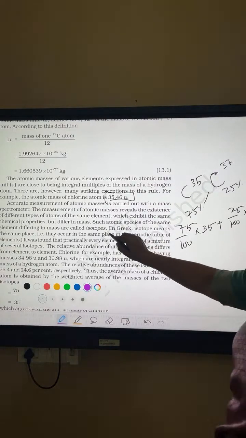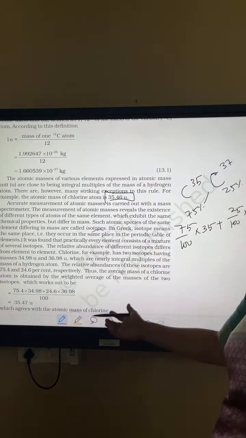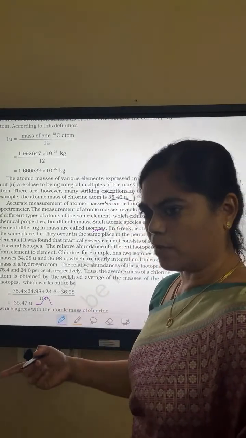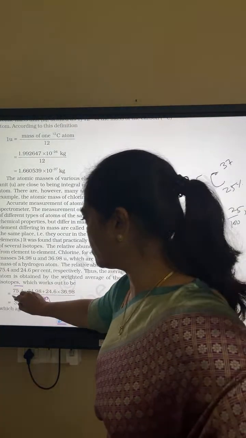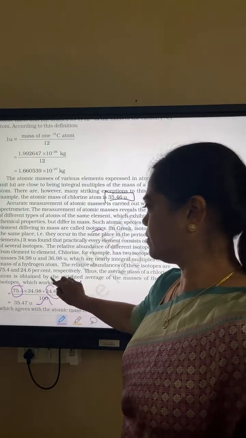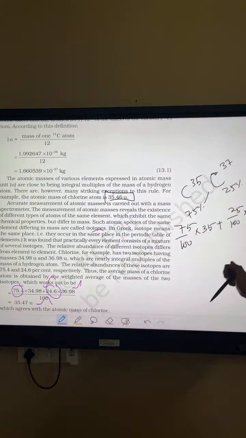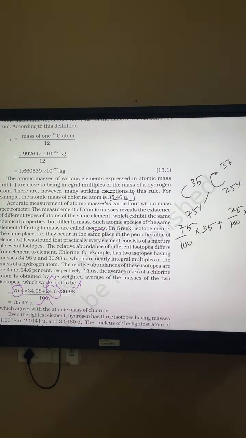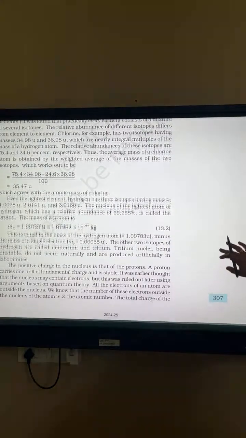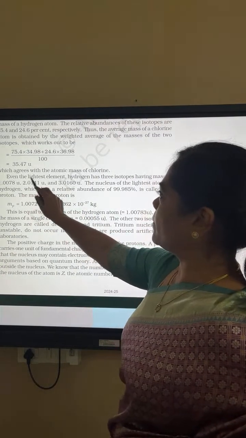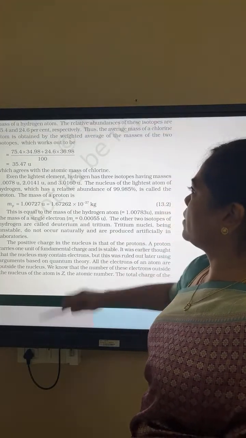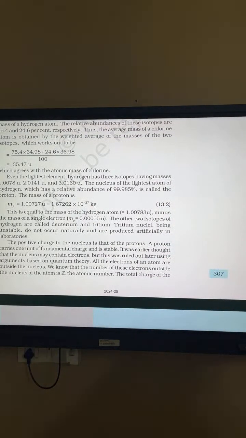Okay, you know about isotopes, right? For an isotopic mass only, I've explained you right now. For an isotopic mass only, you are having atomic mass unit. Is it clear? So this is for chlorine, exact value. 1.008 atomic mass unit will be for hydrogen, because hydrogen has 3 isotopes. You know, right? Okay. Go through it.